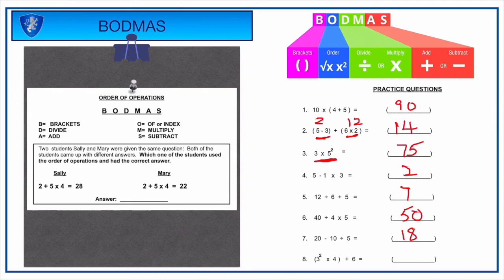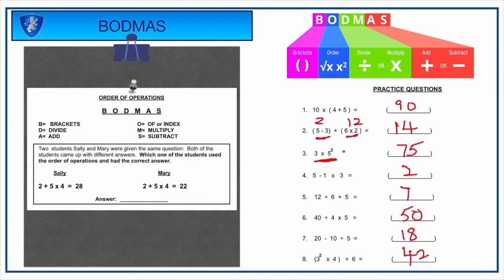And then the last question on this is, do the brackets first, and within those brackets again you've got order, which is 3 squared, and 3 squared is 9, and 9 times 4 is 36 plus 6, and your answer will be 42.